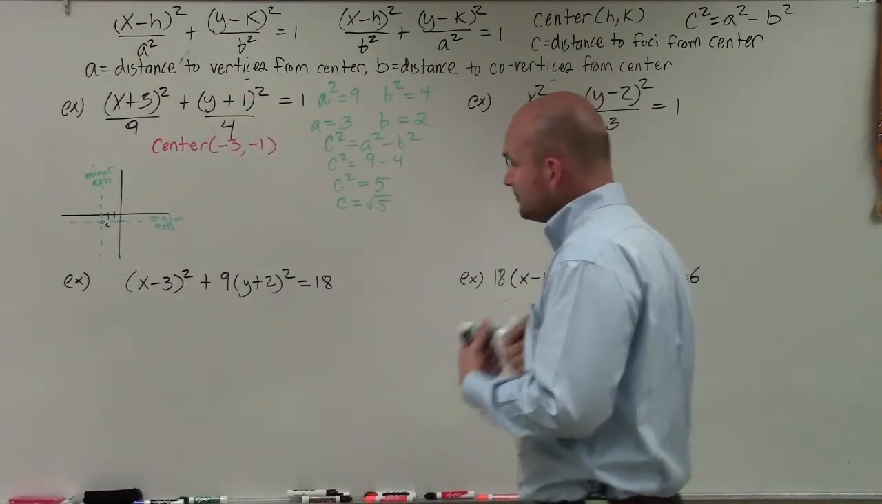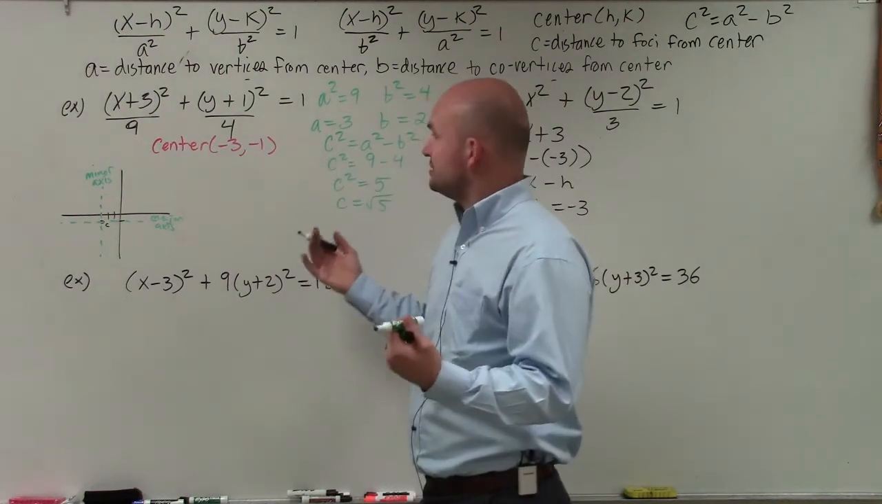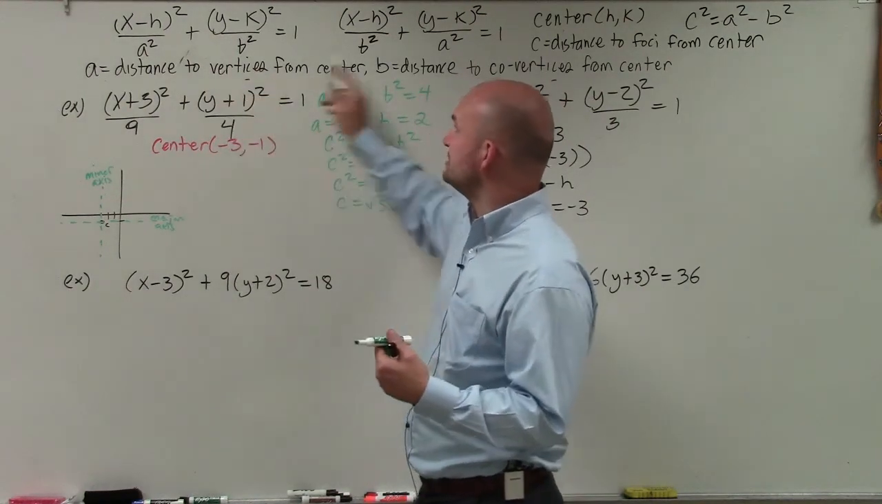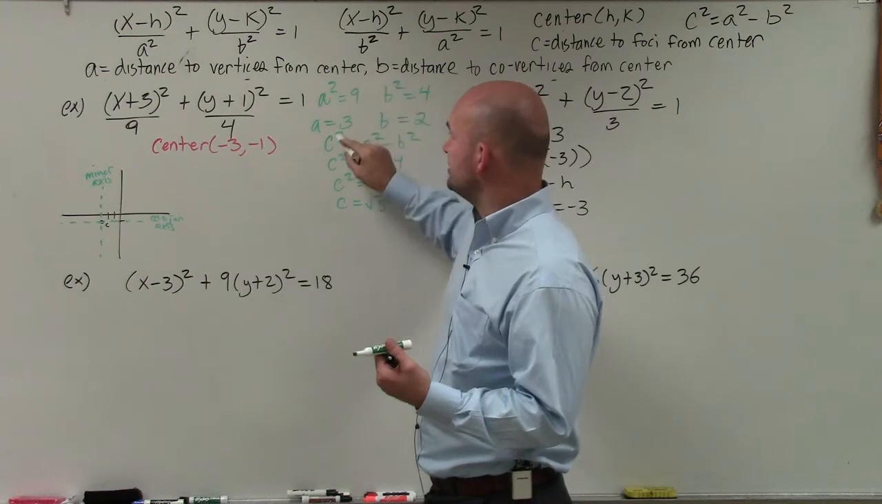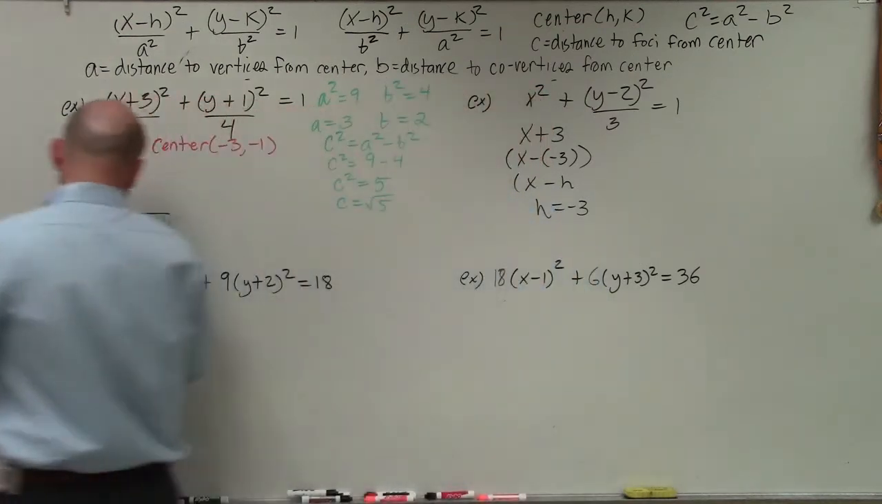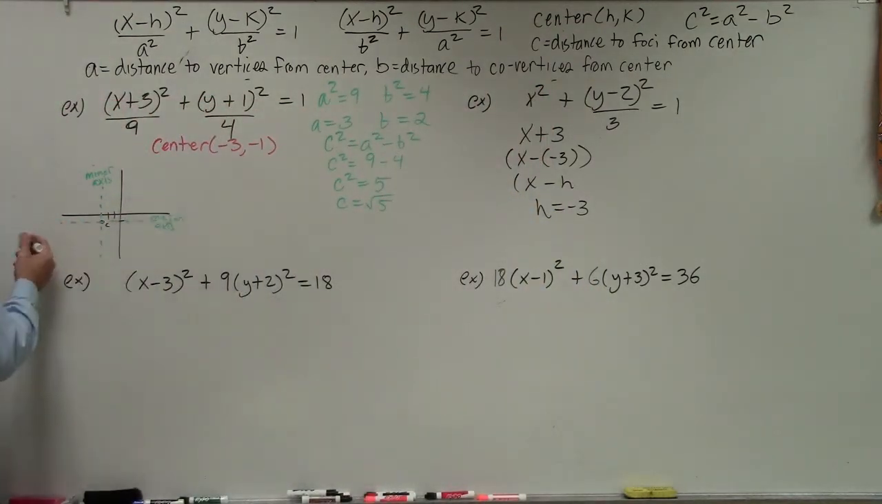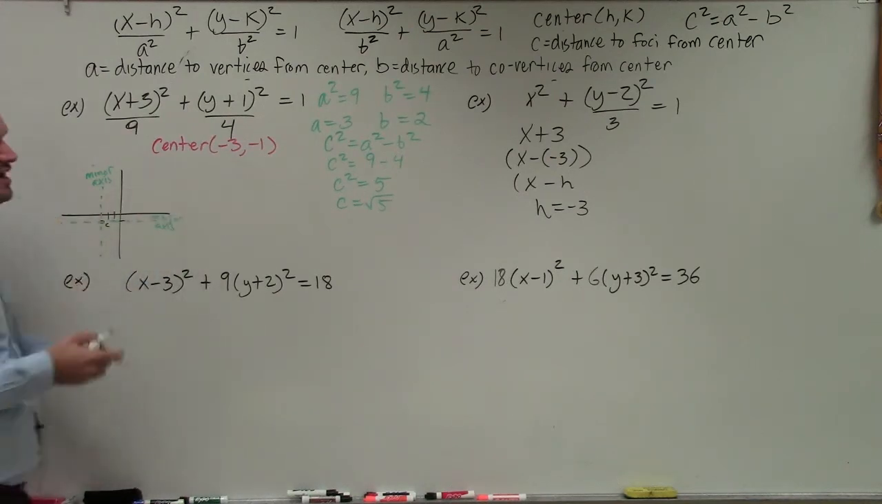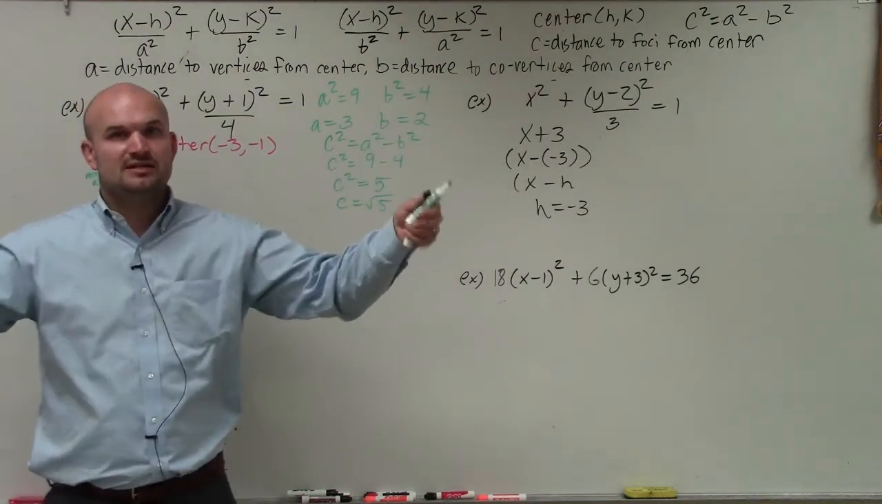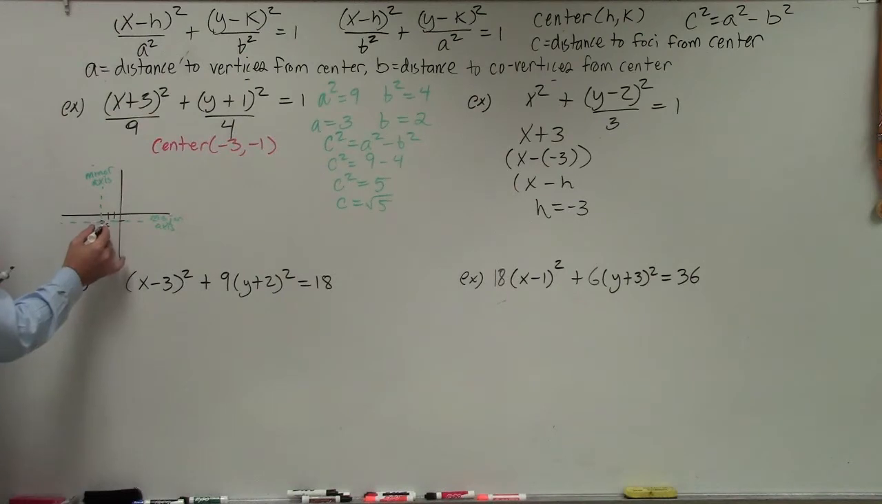OK. So to find my vertices, the distance from the vertex to the center is a, which in this case is 3. So I go to my center, and I say, all right, it needs to go along the major axis 3 units to the right and 3 units to the left, because remember, an ellipse has endpoints to the left and to the right. So from this point, I'm going to go to the right 3 units, 1, 2, 3, and to the left 3 units, 1, 2, 3.